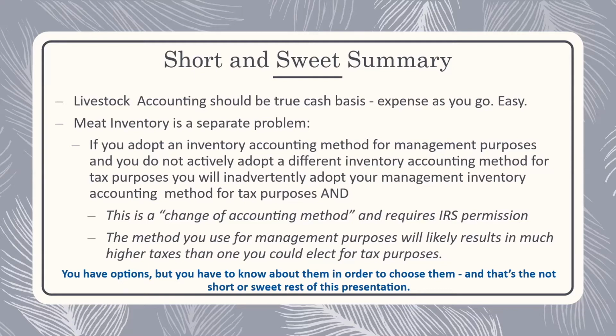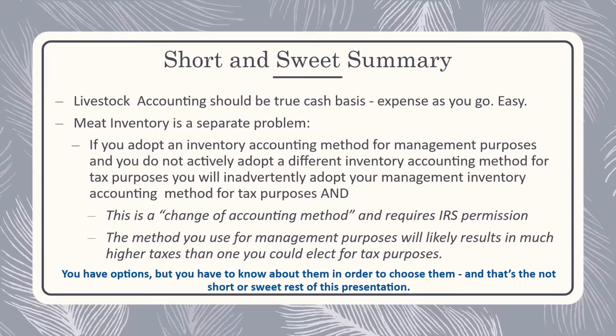Now, some of you are probably saying, but I already did it wrong. Fair enough, and that's where I'm kind of going with this: the way out of that is to separate your meat accounting inventory into a new business. So everything I just said is really the take home for this whole presentation, and the rest of the presentation is essentially walking you through the details of how we come to these conclusions.